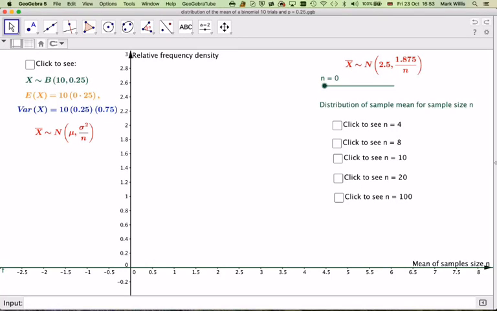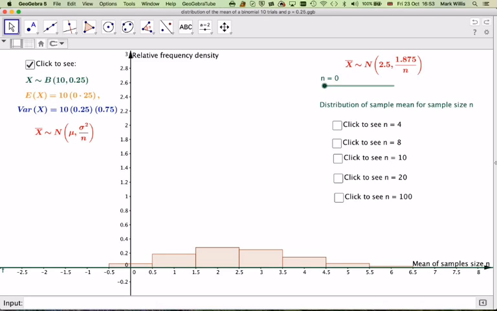Okay, here we have a binomial distribution where X comes from a binomial distribution with n being 10 and the probability of success being 0.25. If I click here, you can see a histogram of the probability distribution which follows that. But what we're going to do is sample from it and take the sample mean. And I can take different size samples. I'm going to take sample sizes of 4, 8, 10, 20 and 100 in this case.